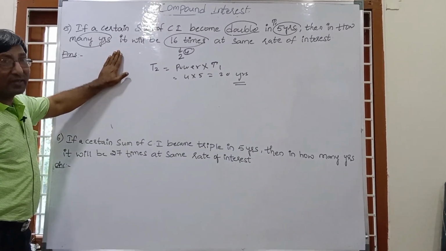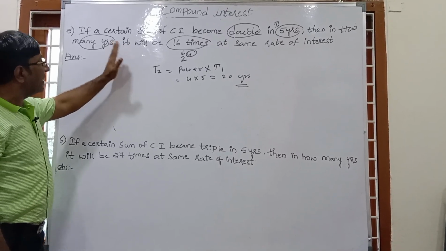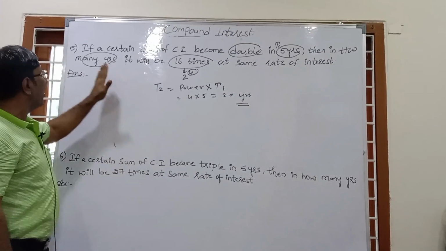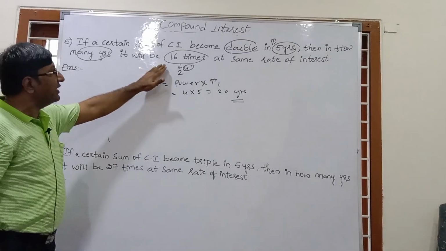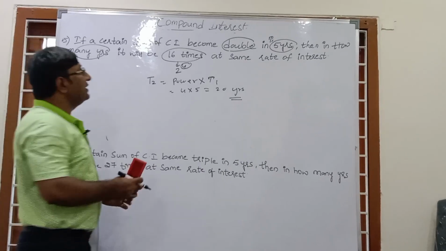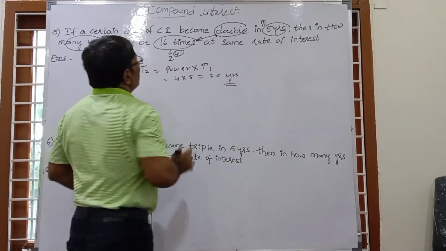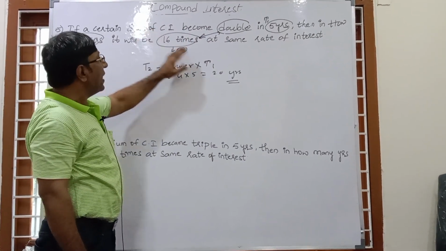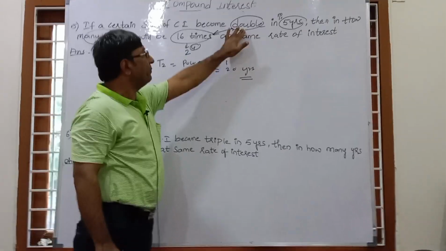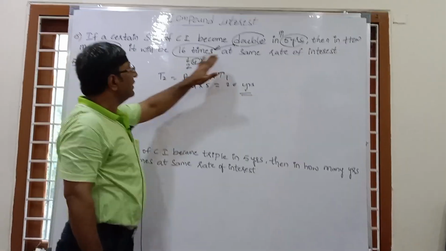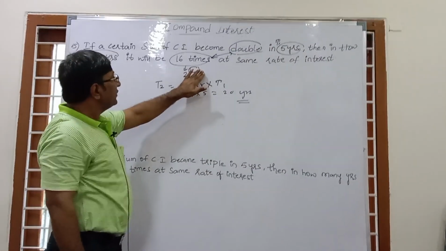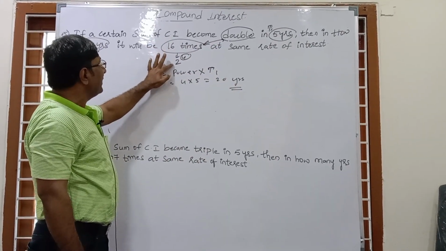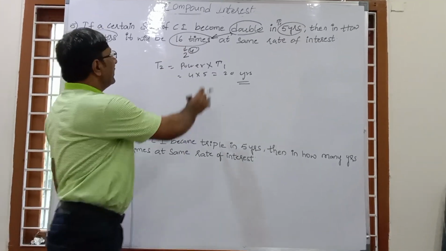Whenever this type of question comes for compound interest, if a certain sum of CI becomes double in 5 years, then in how many years will it be 16 times at the same rate of interest? There is a relation between these two. If it is double, then the multiple will always be a power of 2. If it is triple, then a power of 3. If it is four times, then a power of 4. So just check which power of 2 it is. 16 can be written as 2 to the power 4. So here the power is 4.